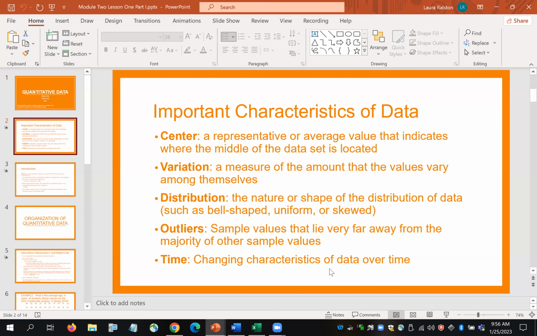The 5 important characteristics are the center, the variation, the distribution, outliers, and time. The center is kind of that representative or middle value. It's what we often refer to as the average. So the measure of center indicates where the middle or the most representative value is for the data.